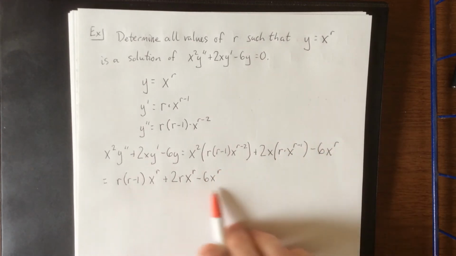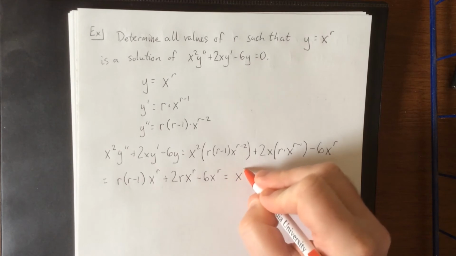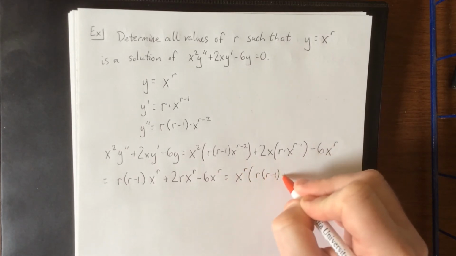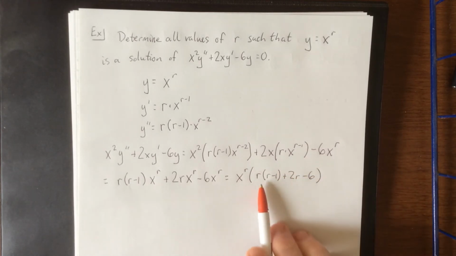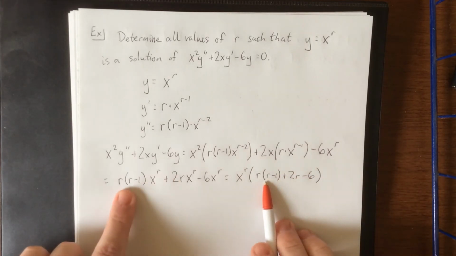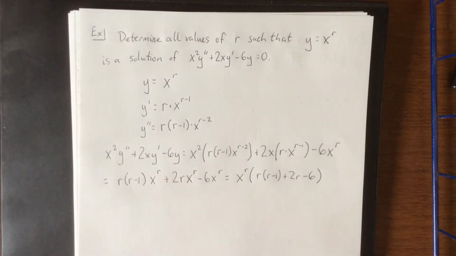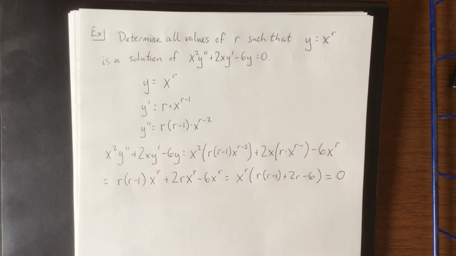In this form, you'll notice that all three of these terms have an x raised to the r power in common. As such, we can factor it out. When we do factor it out, we'll be left with the following expression: r times r minus 1 from these terms back here, plus 2r minus 6. Now, do bear in mind all of this was initially equal to 0.